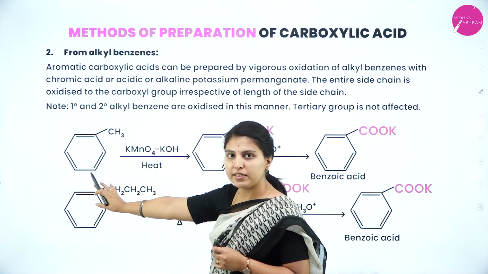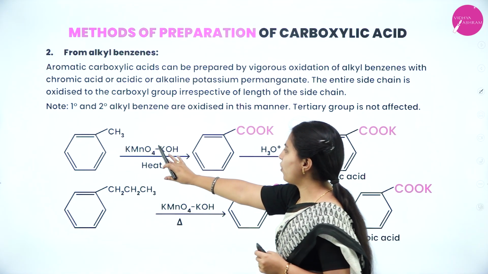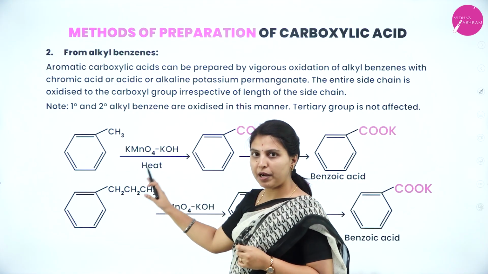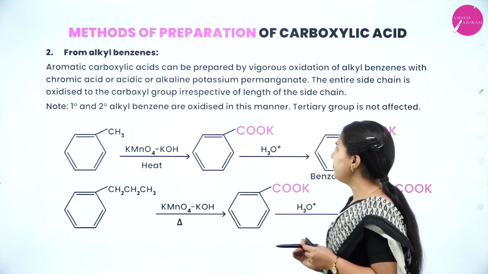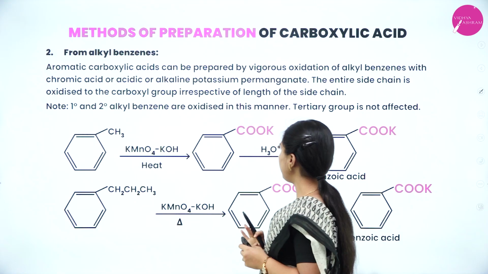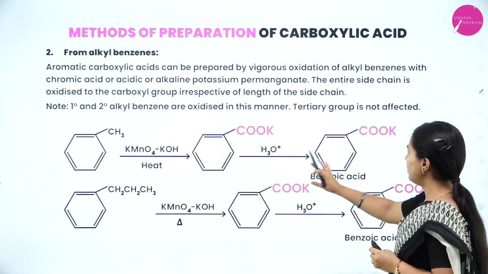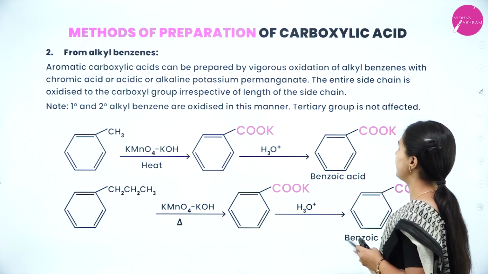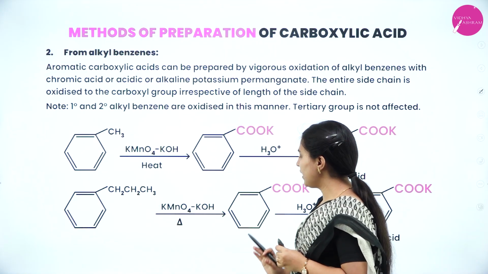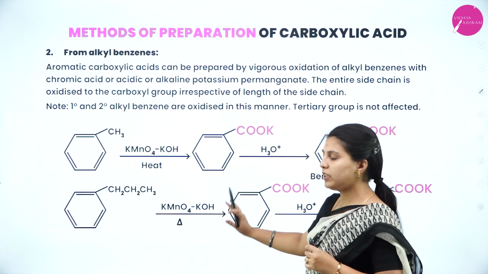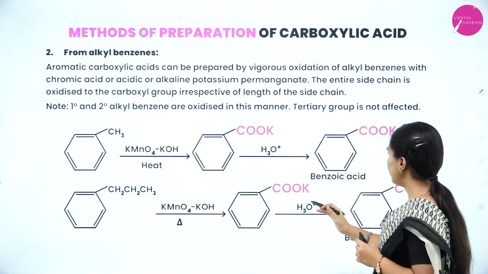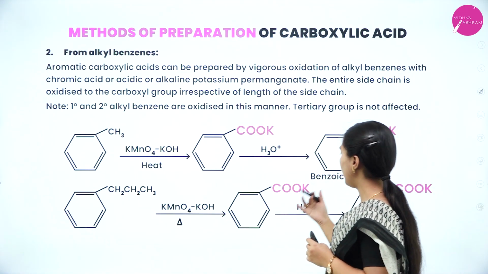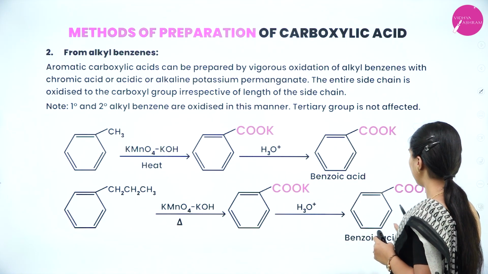This is alkyl benzene, and in the presence of an oxidizing agent, that is potassium permanganate in alkaline medium, that is potassium hydroxide medium, it will form one intermediate and get hydrolyzed to form benzoic acid. Here also, alkyl benzene with the same parameters, potassium permanganate in alkaline medium, will form benzoic acid on further hydrolysis.